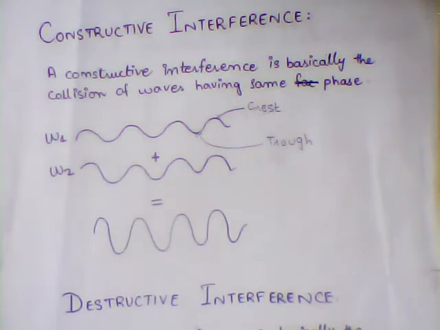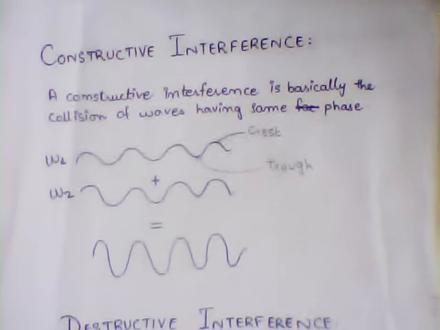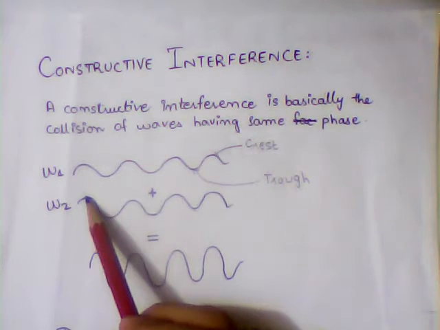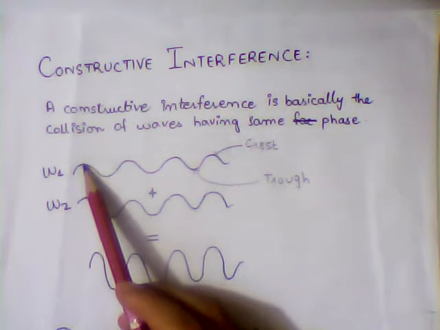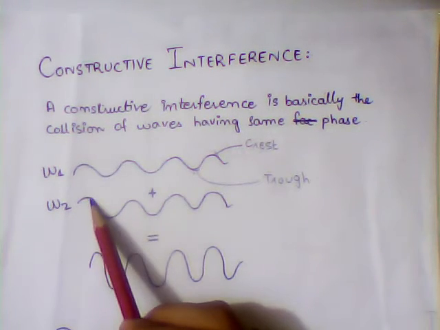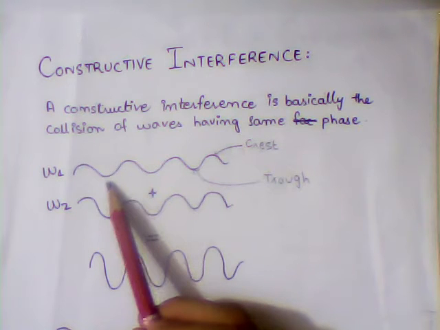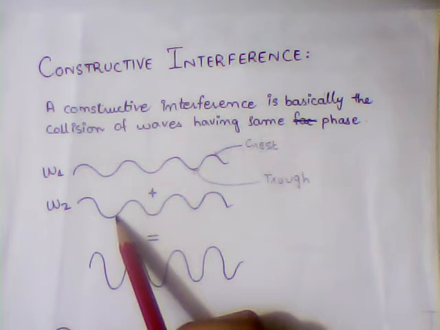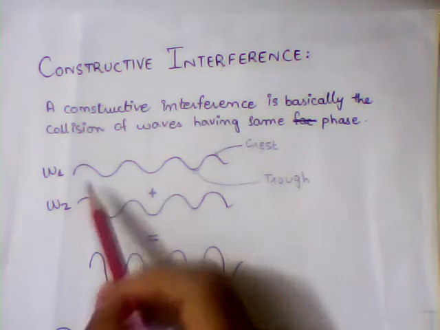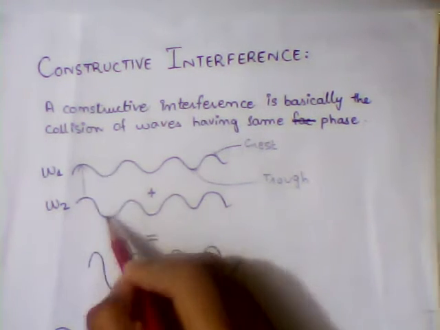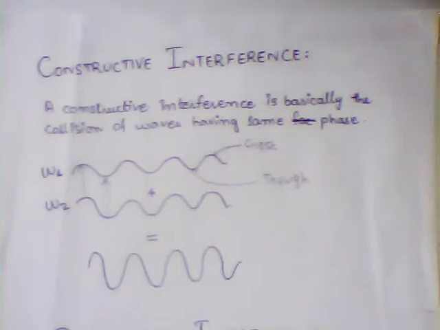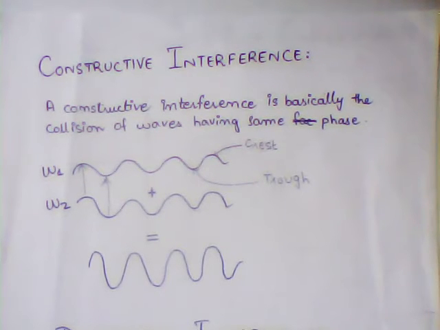Now, in constructive interference, the crest of one wave collides with the crest of another wave. Similarly, the trough of one wave collides with the trough of another wave. It means we have same phase interference. As a result, we get a new wave which is bigger in amplitude. This is the resultant wave which has a bigger amplitude, and this is the result of constructive interference, a new bigger wave.